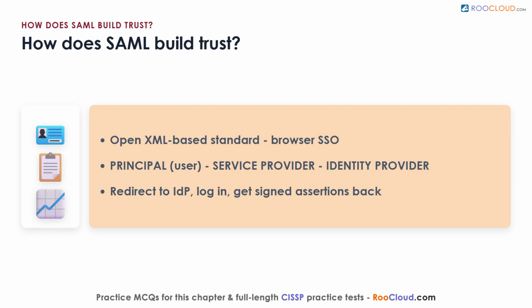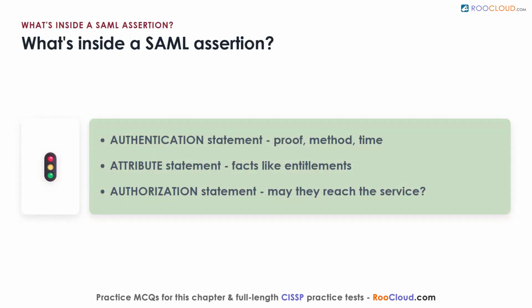The user hits the service, gets redirected to the identity provider to log in, and the identity provider sends back signed assertions confirming who they are and what they may access. What exactly does the identity provider send back? 3 kinds of statements inside those assertions. An authentication statement confirms the user proved their credentials, by which method, and at what time. An attribute statement carries facts about the user, such as their entitlements. An authorization statement declares whether the user may reach the requested service, and if not, why.